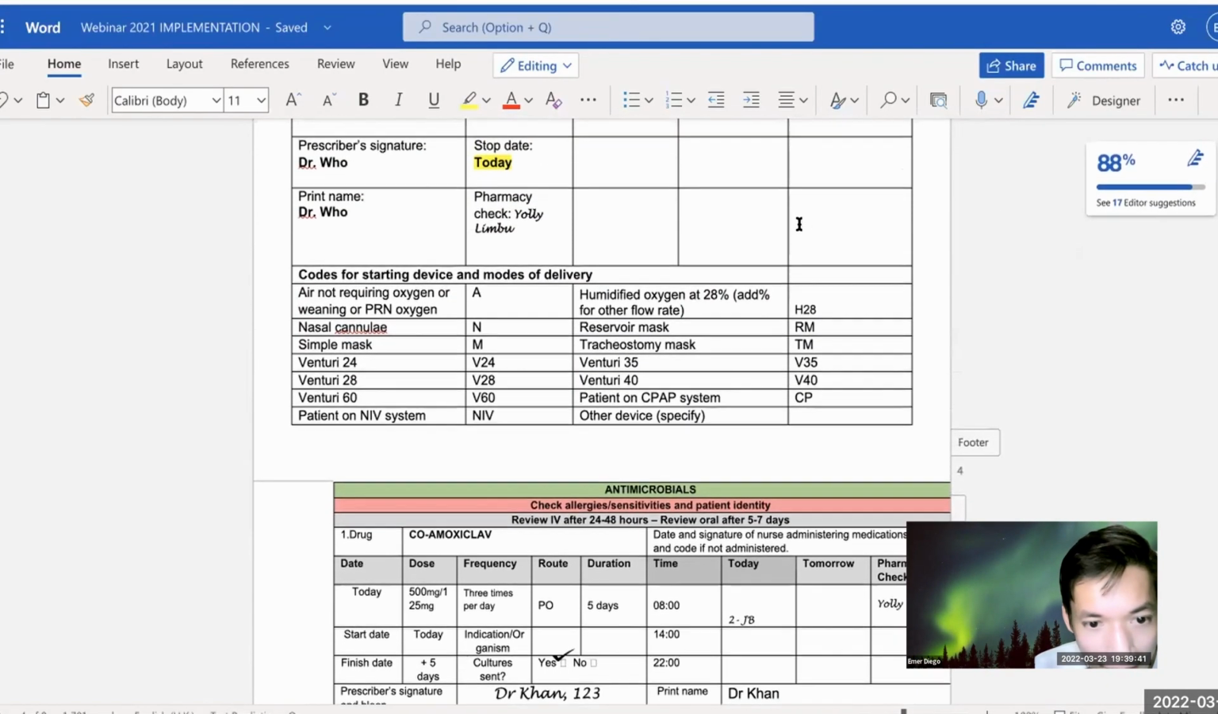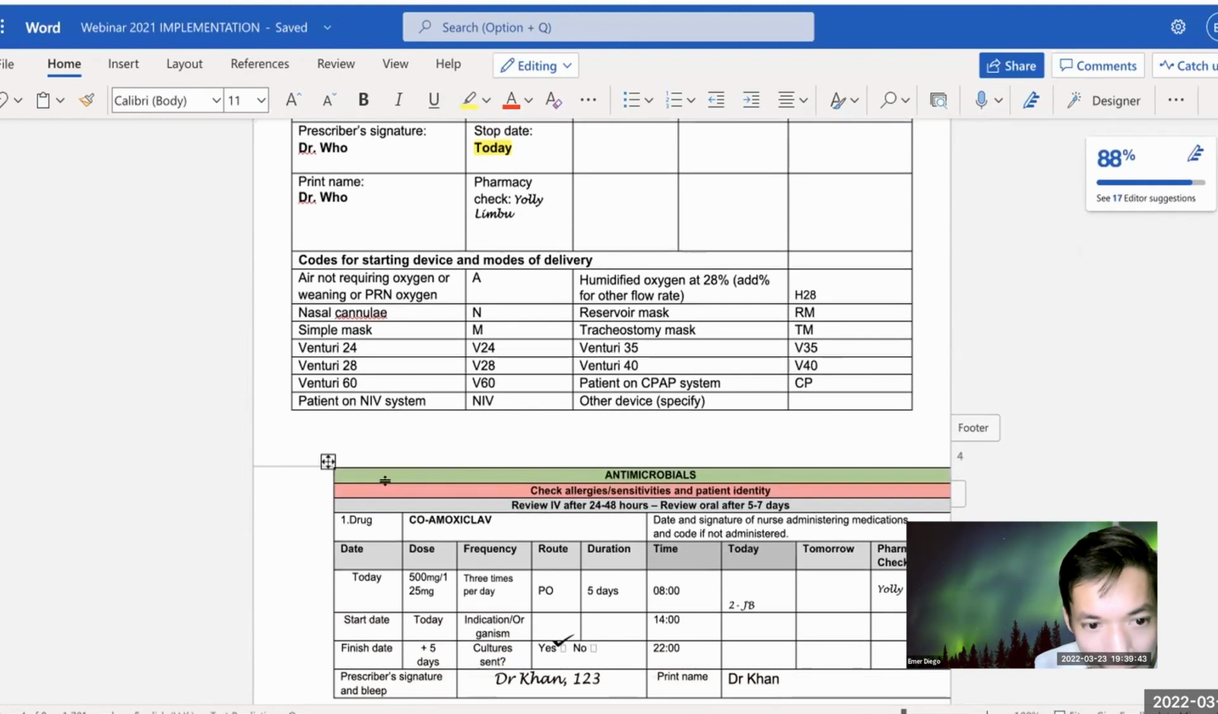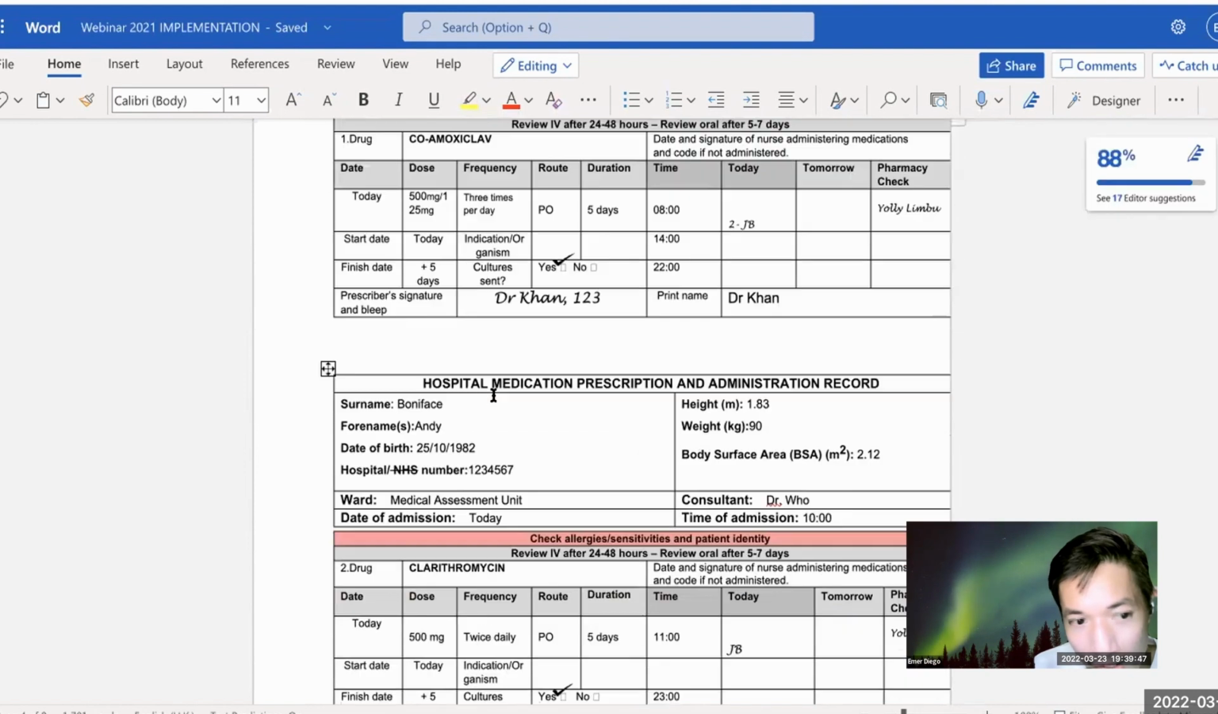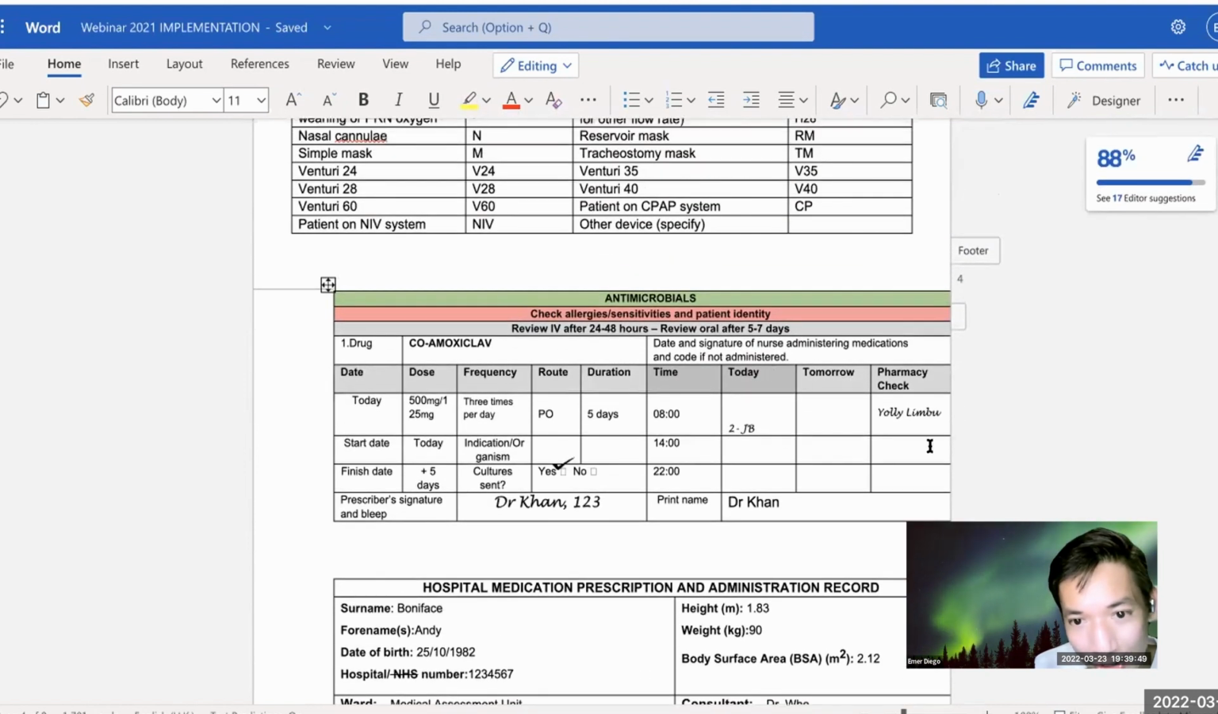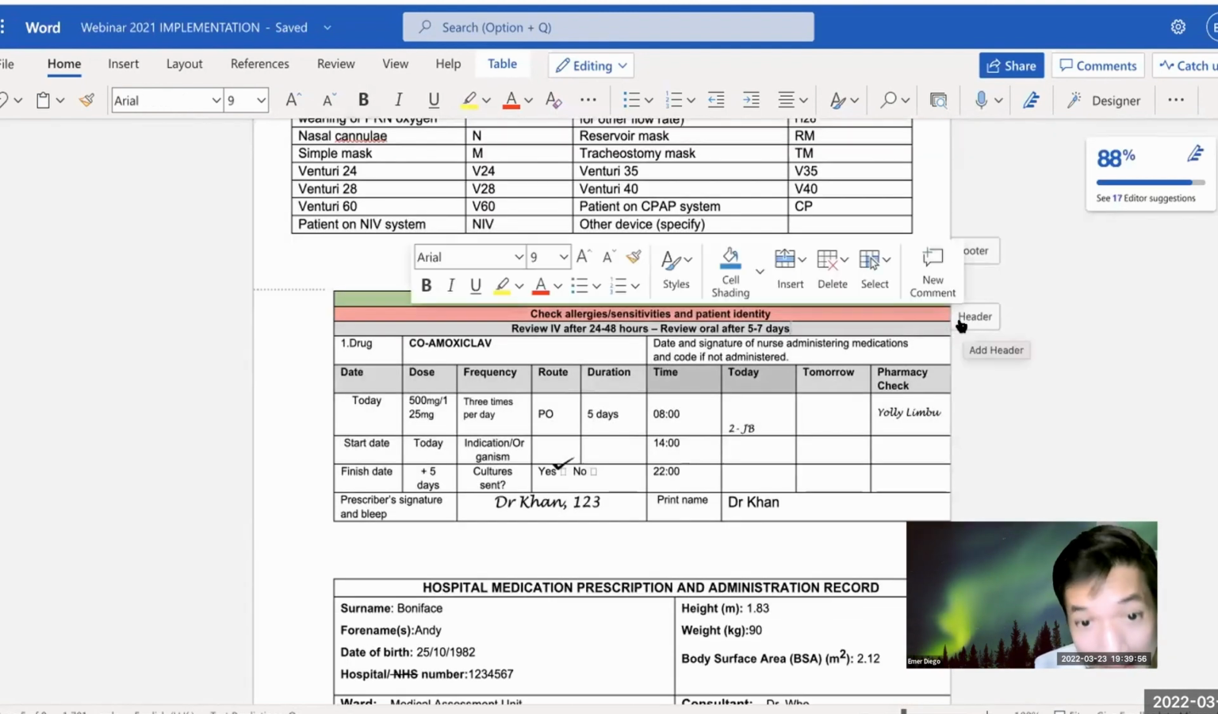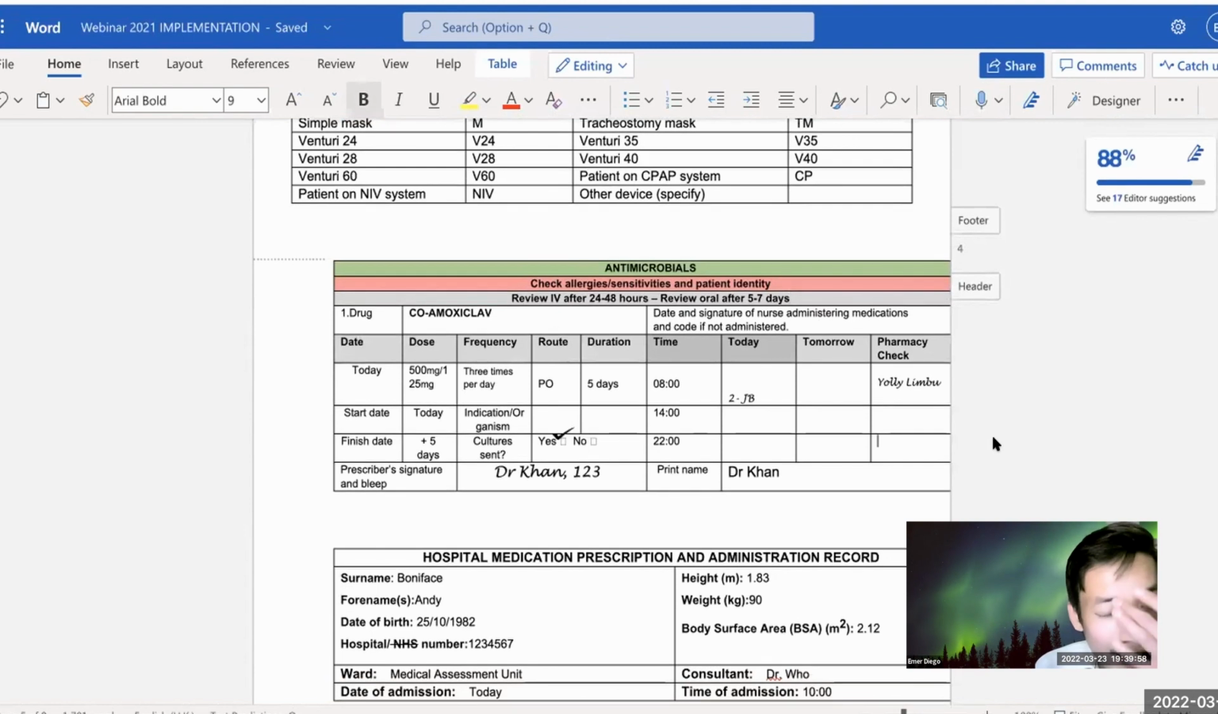There's something missing on my presentation. I think I lost the header. There should be a header here saying the patient's details. Let's pretend it's there. So let's say the drug chart for Andy Boniface. All the details are still the same.